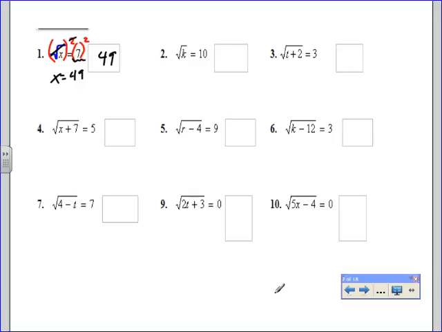All right, number 2, and for the rest of these, you're going to do the exact same thing. You're going to square both sides. That will cancel the square root, leaving you only with a k. 10 squared is 100, and that's your answer. Number 3, same thing. Square both sides. The square cancels the square root. You get t plus 2 equals 9, because 3 times 3 is 9. And then from here, we're not done yet. We got to get the t all by itself. So what you need to do is subtract 2, and that will equal 9 minus 2 is 7.